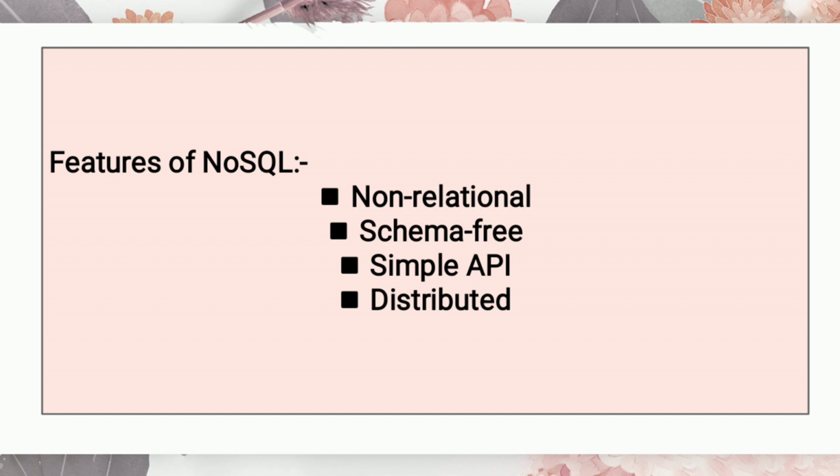Text-based protocols are mostly used, with HTTP, REST, and JSON. Mostly there is no standard based NoSQL query language. Web-enabled databases run as internet-facing services. And fourth one is distributed. Multiple NoSQL databases can be executed in a distributed fashion. It offers auto scaling and failover capabilities. Often the ACID concept can be sacrificed for scalability and throughput, only providing eventual consistency. Shared nothing architecture enables less coordination and higher distribution.